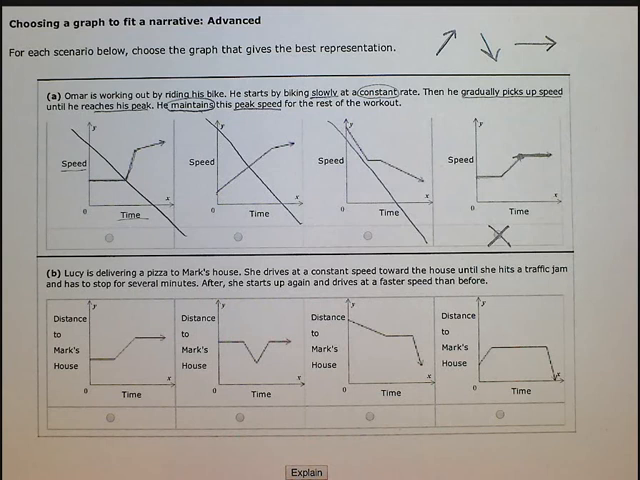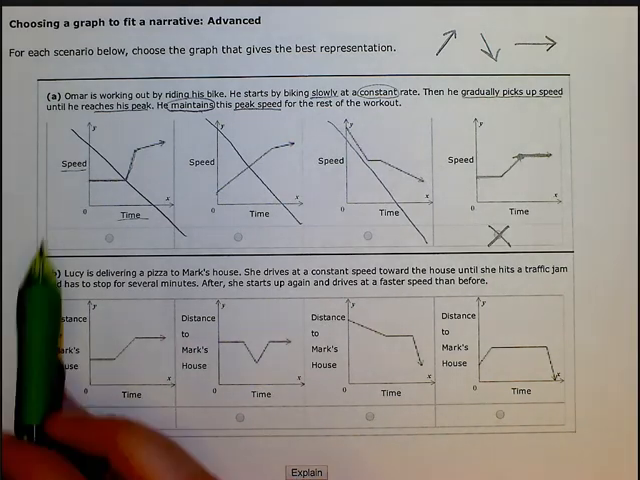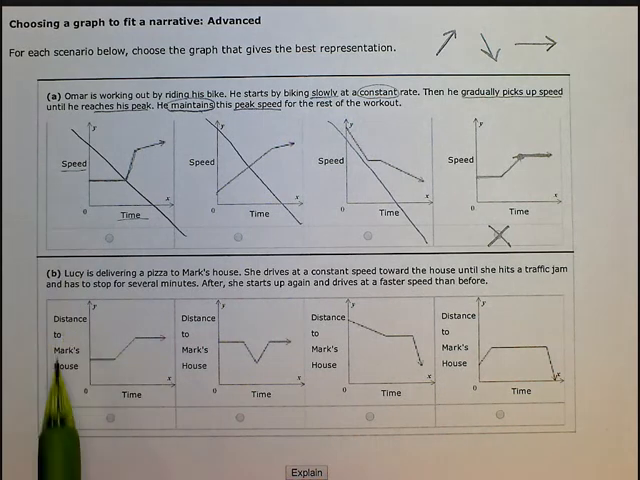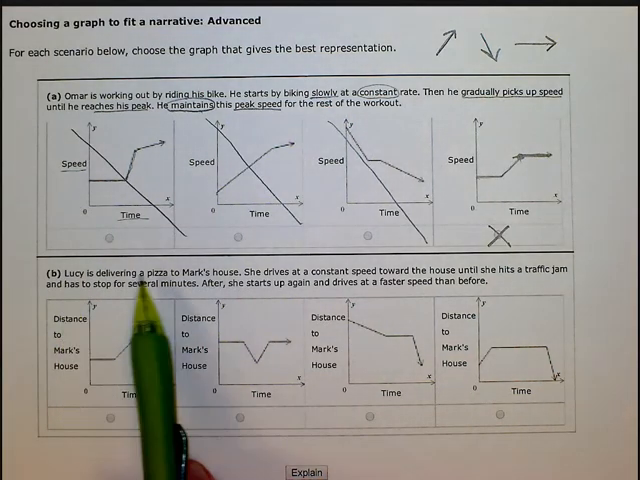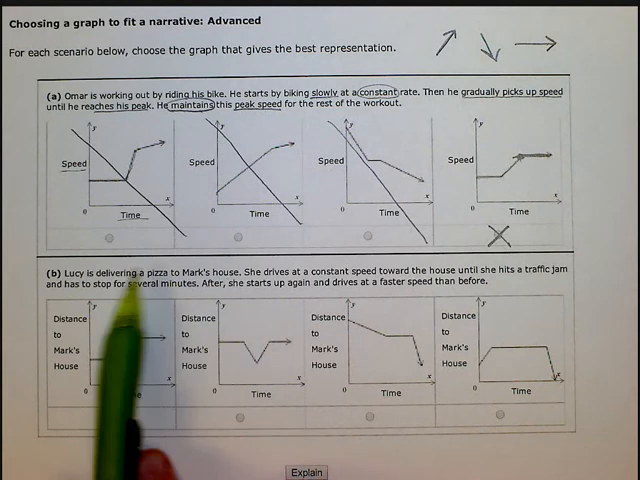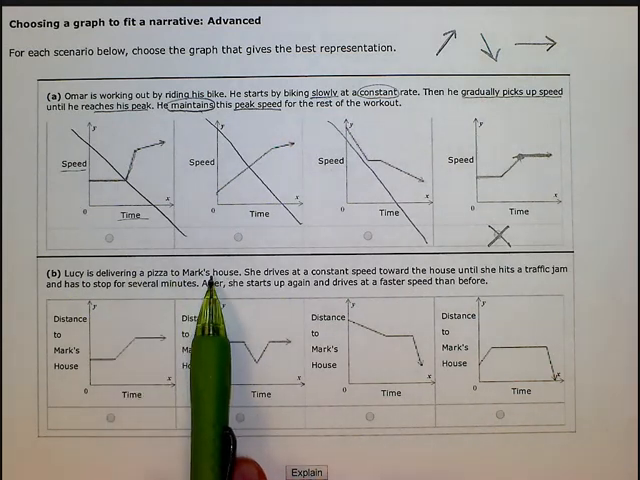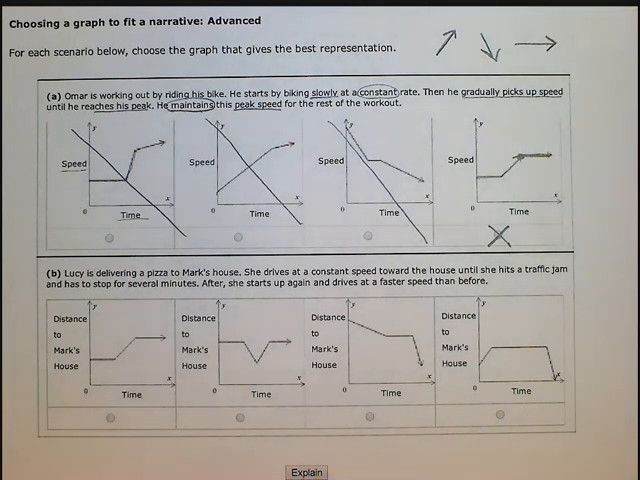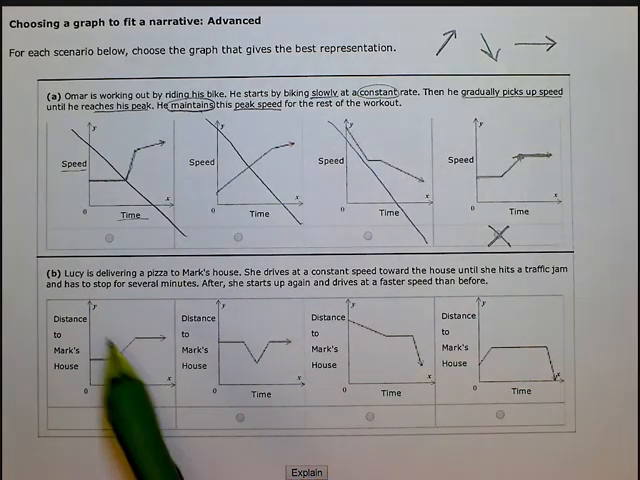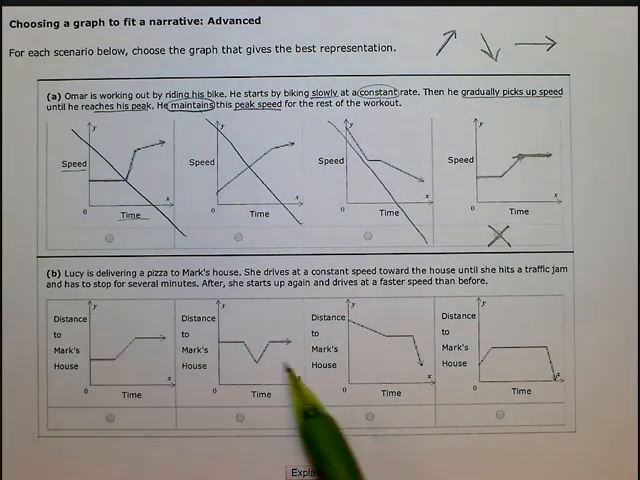Now, again, like I said the first time, one of the most important things that we're going to have to do is recognize what our independent and dependent variables are. So time is on our x-axis, and the distance to Mark's house is on our y-axis. We're no longer thinking about speed, we're thinking about distance. So if we think about it, Lucy had to start far away from Mark's house because as time goes on, she's going to be getting closer and closer as she tries to deliver this pizza. So right away, I know that she's going to start high because she's going to be far away from Mark's house, and eventually she's going to get closer to Mark's house.